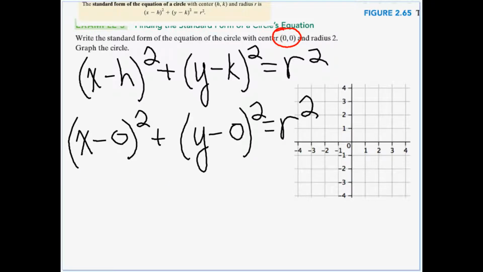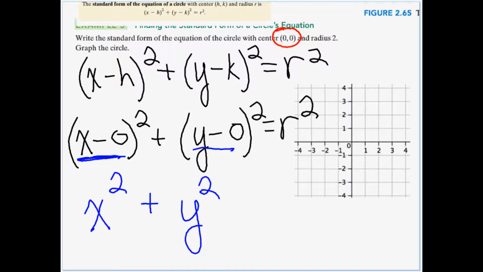Now that's technically correct. Everything's in the proper form, but we can make it look a little prettier. Let's work on our grouping symbols. x minus 0 is just x, and we can just square that. Plus y minus 0 is just y, and we'll square that, is equal to r squared.